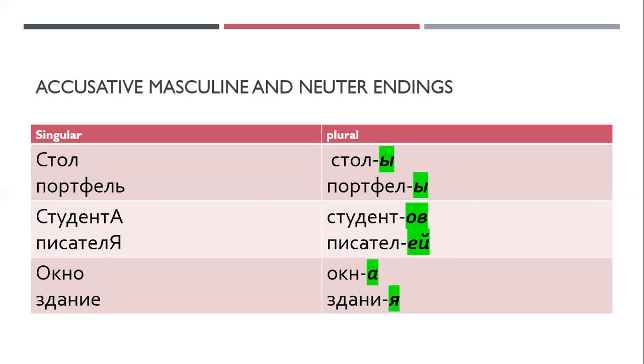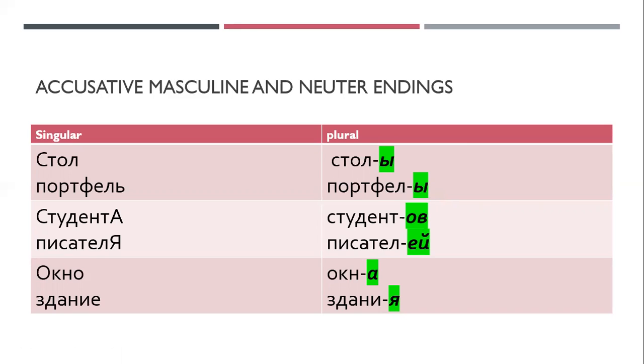So here's a table of the endings. As you realize, Russian words have different endings according to what case they're in. So for accusative masculine and neuter nouns, these are the possible endings. Стол, table, doesn't change from the nominative, it's just стол. Портфель, which is a briefcase, also doesn't change. But in plural, they change, they become столы and портфели. Actually, it should be портфели, I made a mistake here.